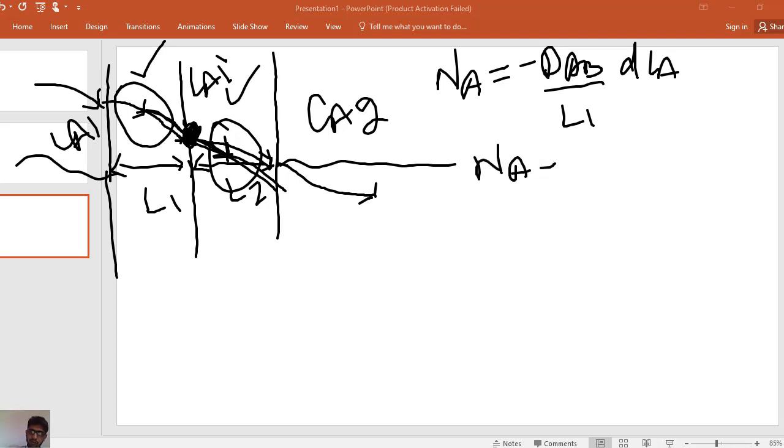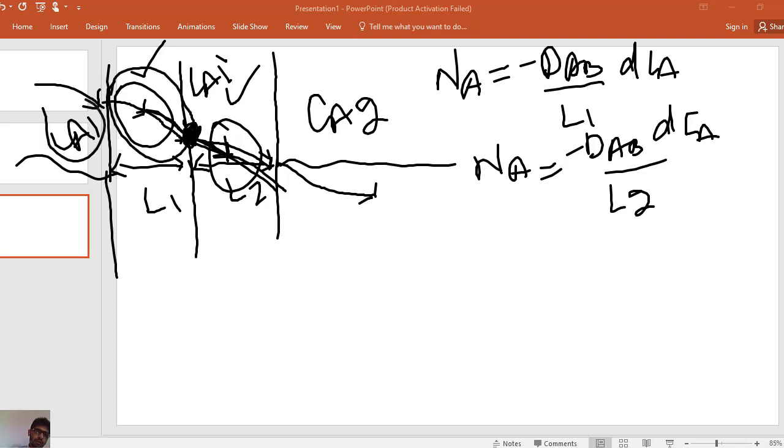Equation 1: diffusivity of A and B in the liquid region, dCA by thickness of the liquid layer. L1 is the thickness of the stationary gas layer. So we know that the change in concentration in this region is Ca1 minus Cai. In this region the change in concentration is Cai minus Ca2.